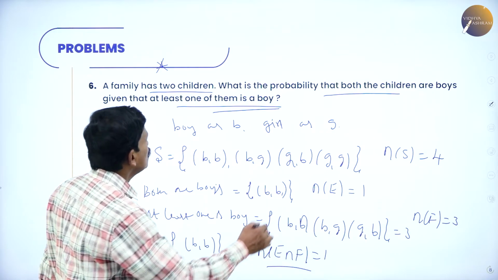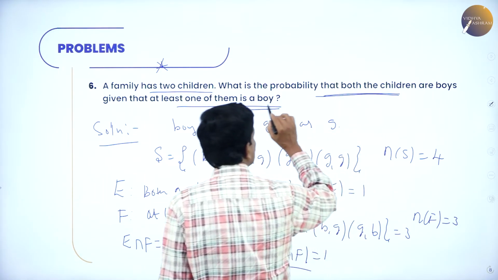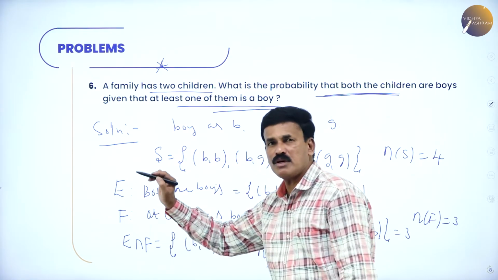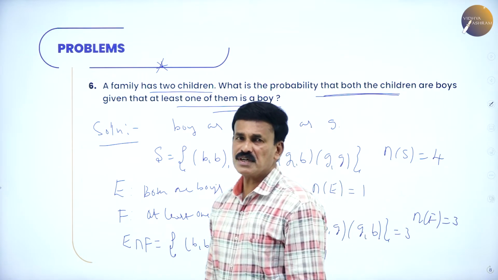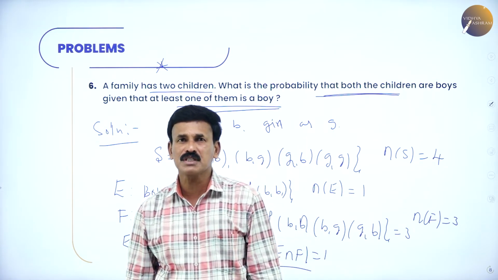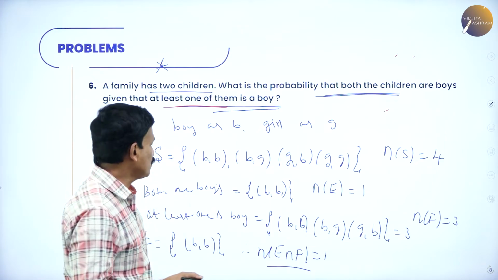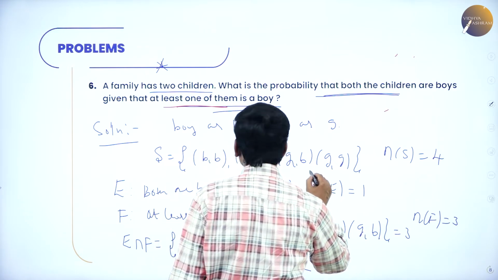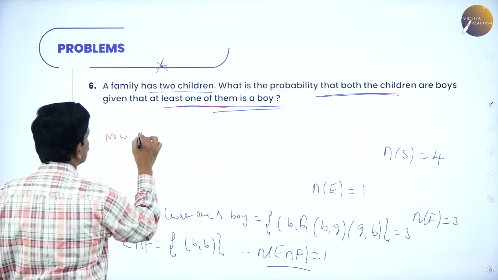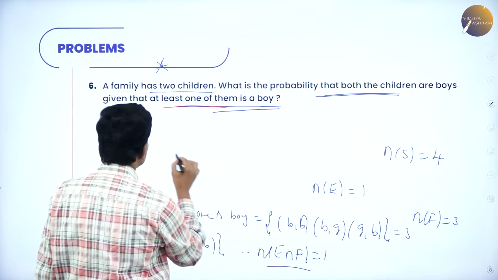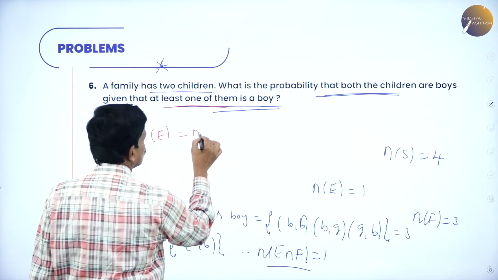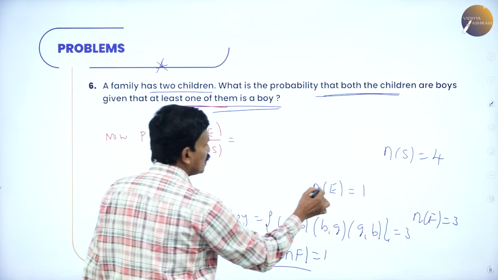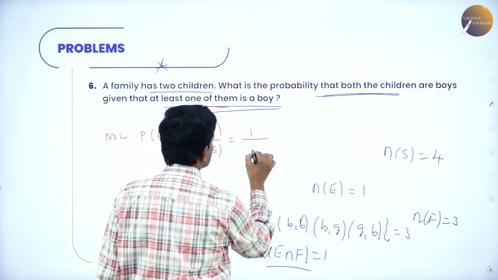Now what is required to find? To find the probability that both the children are boys, given that at least one of them is a boy, and at least one of them is a boy is nothing but F. So what is required to find is probability of E by F. That's it. Okay. Now write down the probability of E, probability of F and E intersection F. Now let me write the probability of E. Probability of E is equal to N of E divided by N of S. N of E is 1 divided by N of S is 4.